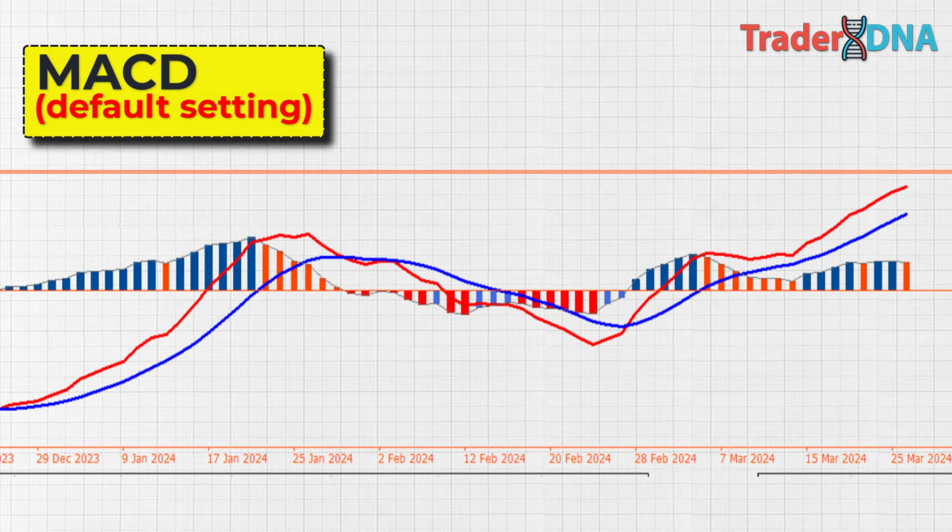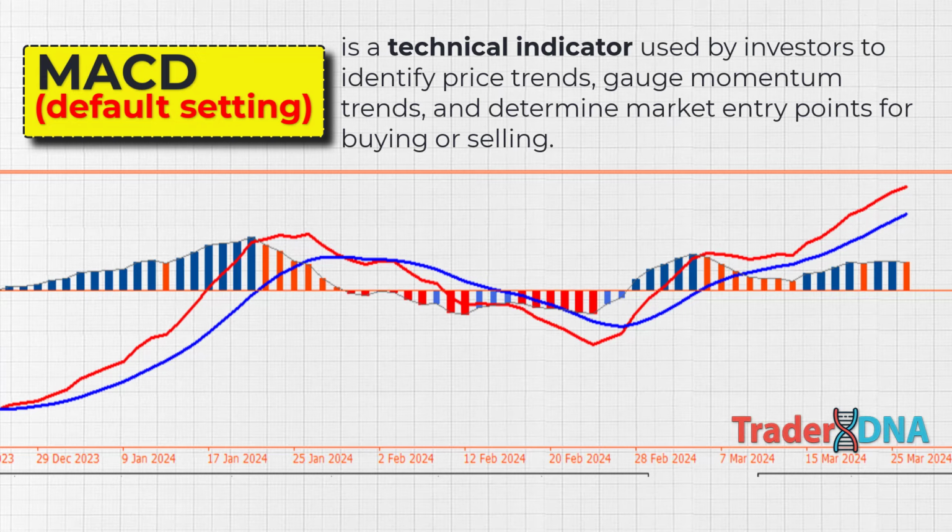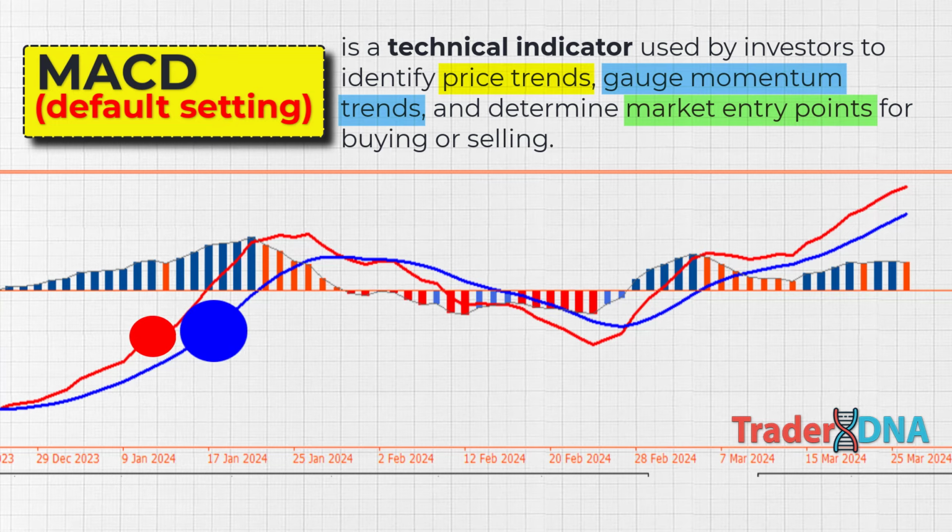Second, MACD. So what is the MACD indicator? The moving average convergence divergence, or MACD, is a technical indicator used by investors to identify price trends, gauge momentum trends, and determine market entry points for buying or selling. MACD is a trend-following momentum indicator that illustrates the relationship between 2 exponential moving averages, or EMAs, of a security's price. It was developed in the 1970s by Gerald Appel.